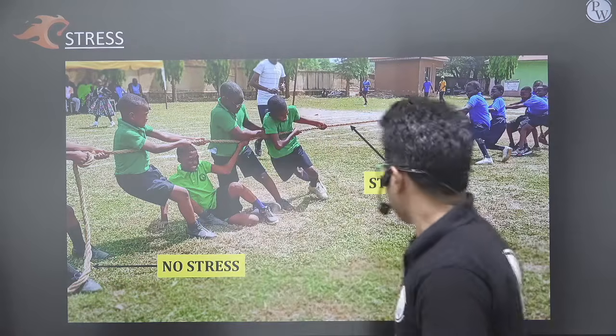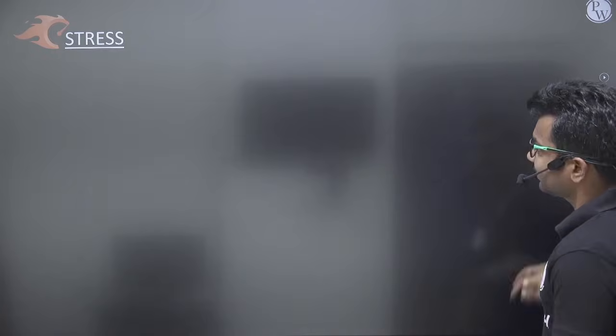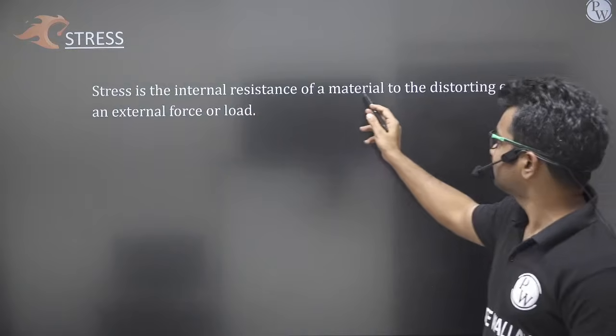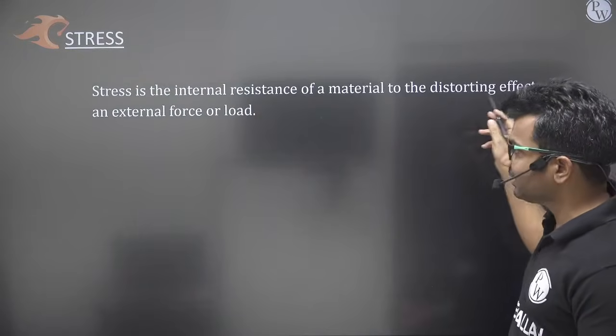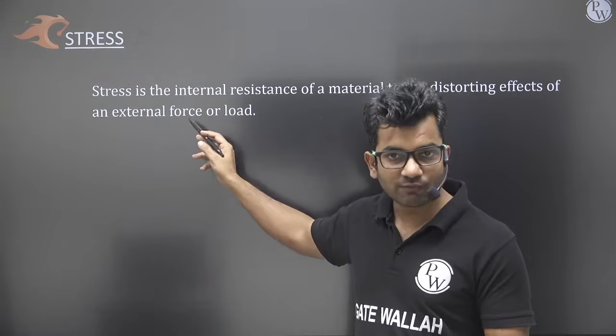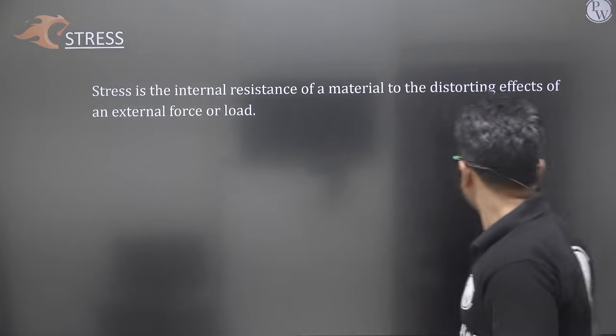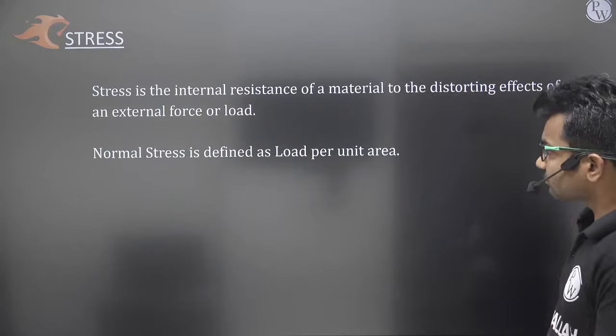Okay, right. So how can we define stress? The definition of stress is very clear. Stress is the internal resistance of a material to the distorting effects of an external force or load. So an external force or load will try to distort the material, and the resistance against that distortion will be the stress. Okay, very clear.